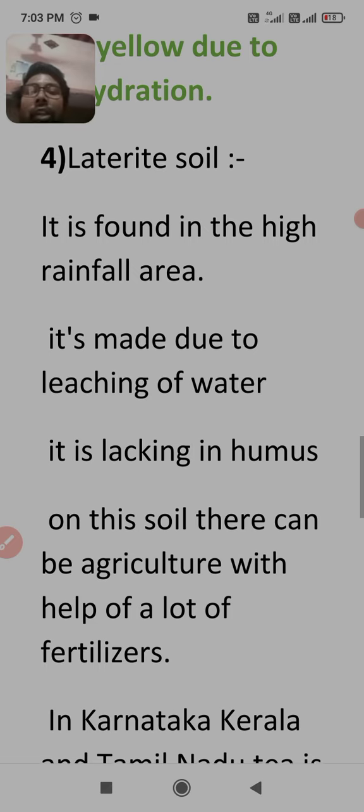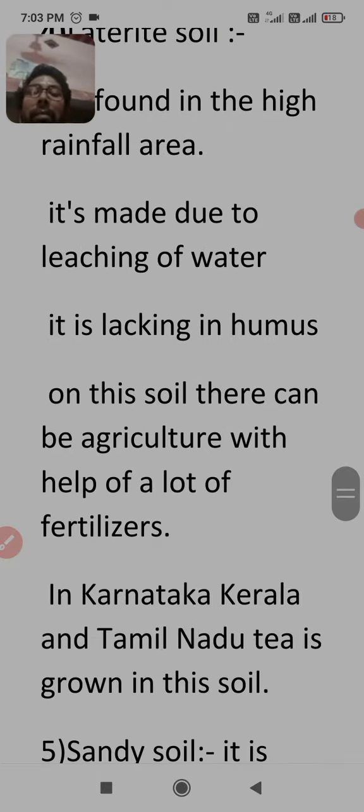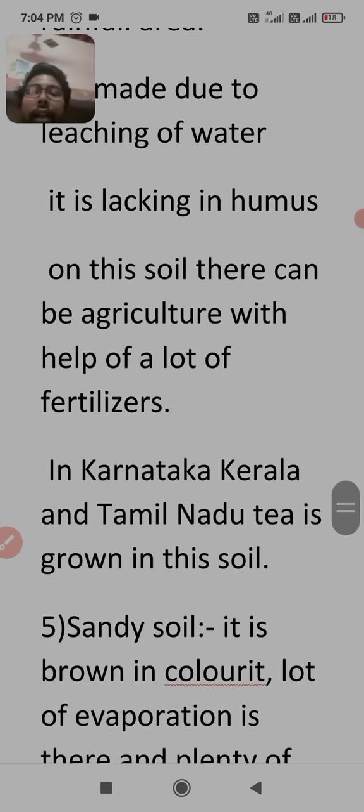And it is lacking in humus because there is high rainfall and high temperature also. In these regions where the laterite soil is found, there will be high rainfall and high temperature. Due to high temperature, all the bacteria are killed, and that's why it is lacking in humus. On this soil, there can be agriculture with the help of a lot of fertilizers. With the help of fertilizer, we can grow many crops on laterite soil. In Karnataka, Kerala and Tamil Nadu, tea is grown in this soil.